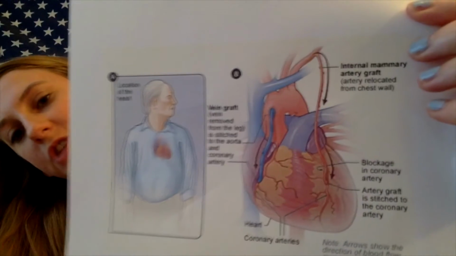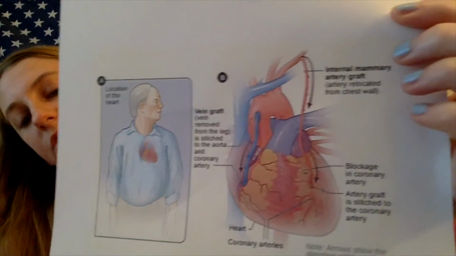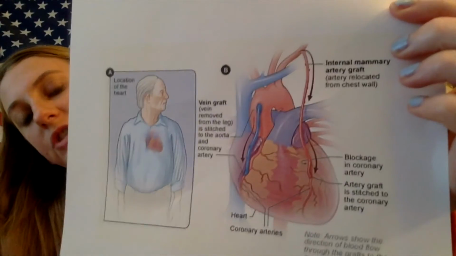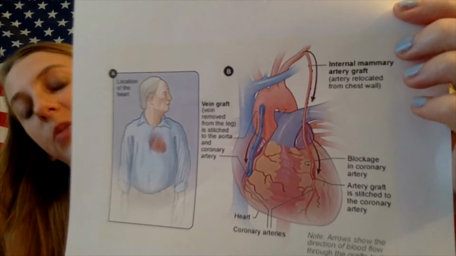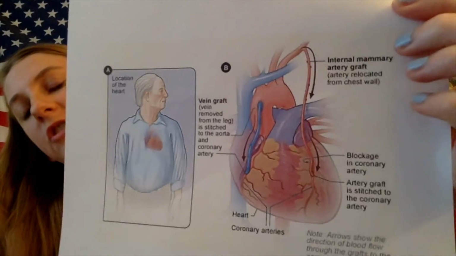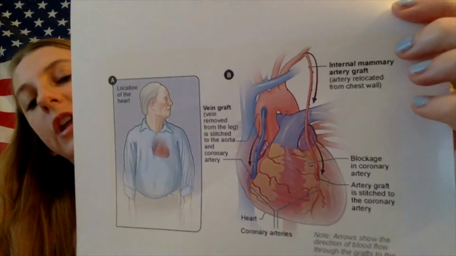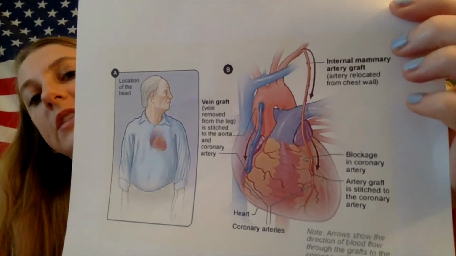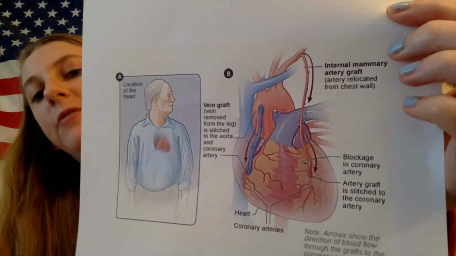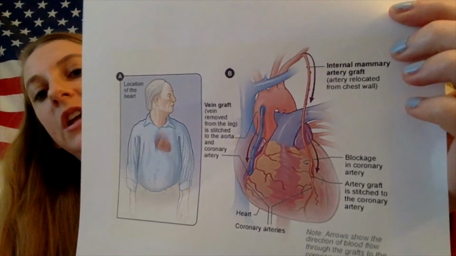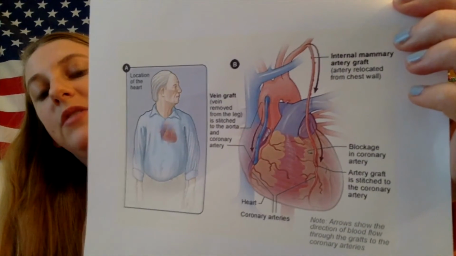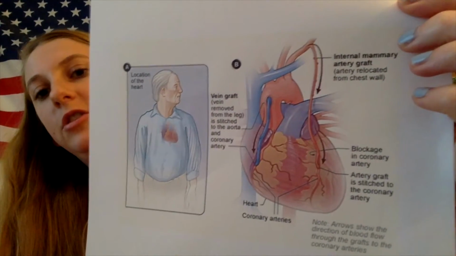Most of the time, cardiogenic shock has to be treated with a surgery called a CABG. This picture is illustrating what happens in that surgery. In box A, it shows you the location of the heart, and in box B, it explains that they take a vein graft from your leg and they stitch it in place of the blocked artery.